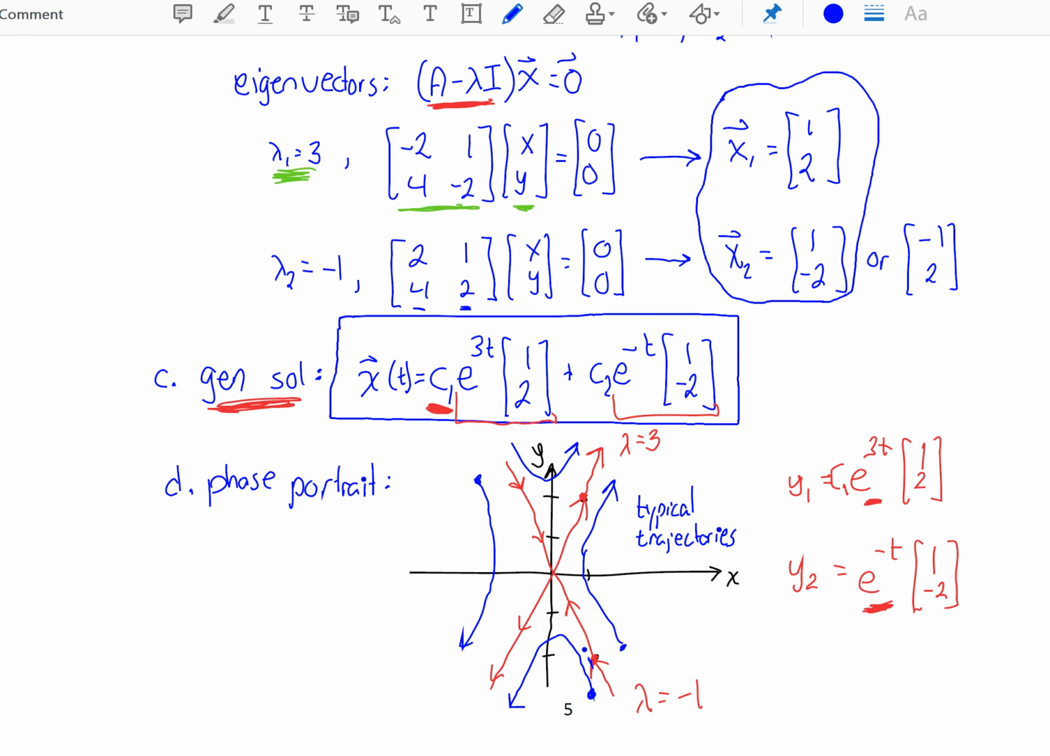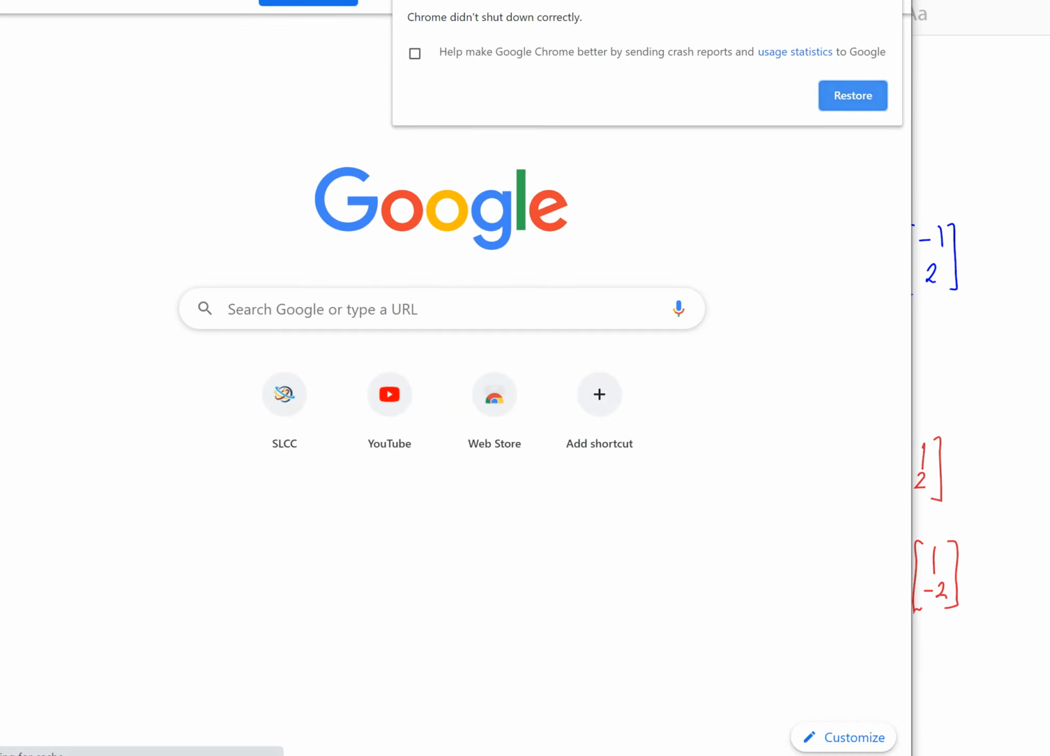As you start to gain familiarity with these phase portraits, it might be helpful to look at a phase portrait calculator. So let's go to our Canvas homepage.